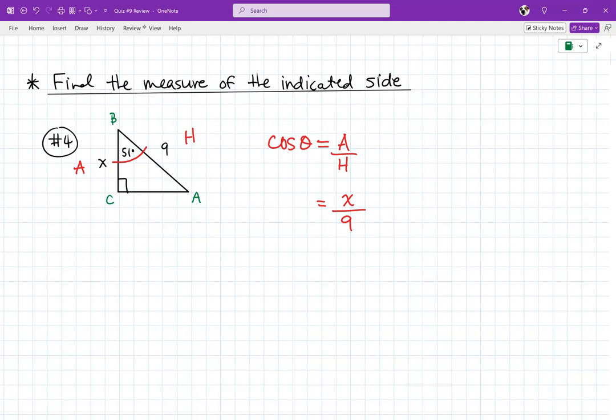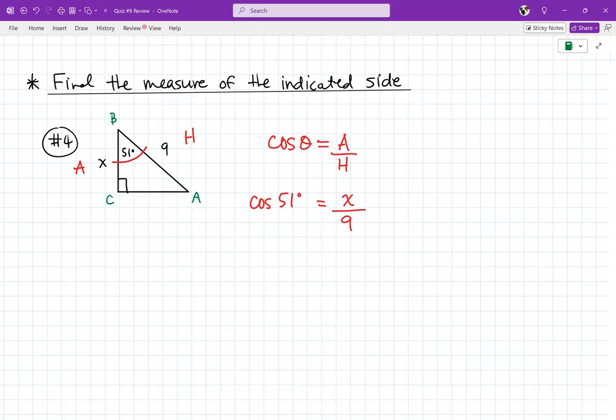Yeah, I just saw that I forgot to put cosine of 51. Cosine of 51 is x over 9. I forgot that we had the angle given when I wrote it out. So this is what we call the easy method, the easy way of doing it.